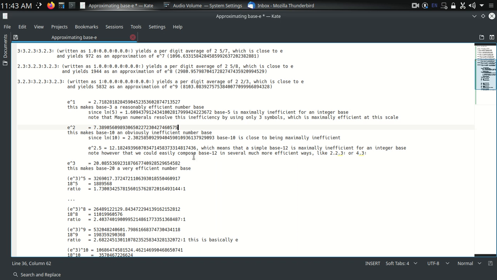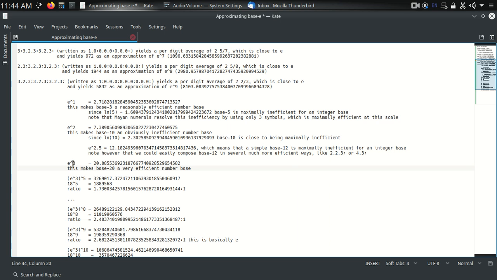But we can use tricks to easily compose base 12 in several more efficient ways. So you could use something like a 223, 232, 322, something like that, where you're breaking it up into 3 parts. Or you could use a 4-3 or a 3-4, something like that. Or you could sort of use a Mayan approach where you reduce the number of symbols that you're using, and you bring the number of symbols much closer to e, right? So this 2-2-3 approach you only need 3 symbols. So now it's very, very efficient in terms of the number of symbols that are being utilized. And it's approximating e.